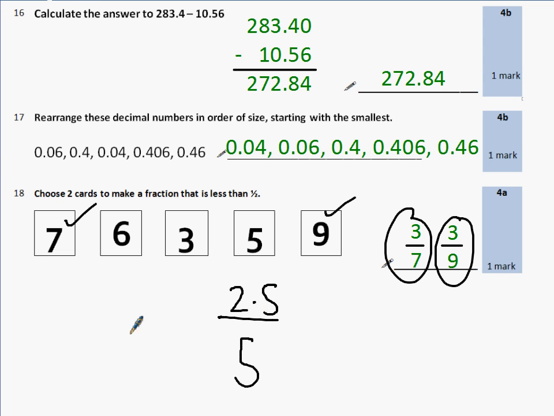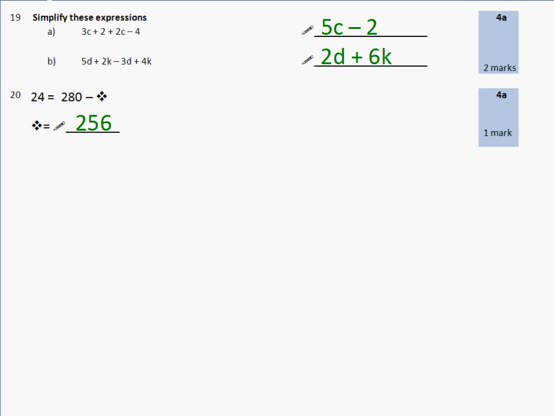Halfway would be 2.5. So what does that give you? 2 over 5 or 1 over 5 as fractions smaller than a half. But 1 and 2, as I've said before, are not in the list of cards. So forget that. There's nothing else. It's only 3/7 or 3/9 in this case.